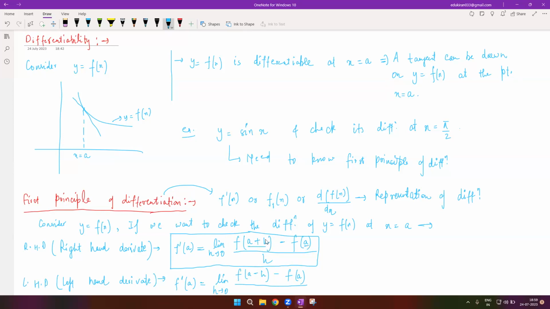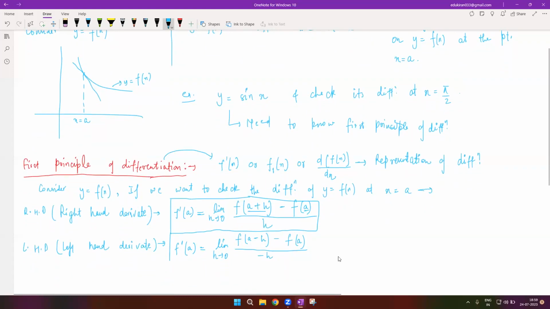In the first case, the difference of a plus h and a was h. If you subtract a from a plus h, you will get h. Similarly, if you subtract a from a minus h, then you will get minus h this time. So this is your left-hand derivative through the rule of first principle of differentiation.